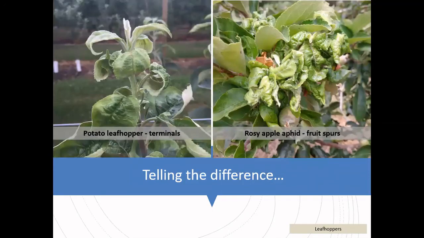This curling can look very similar to rosy apple aphid. However, with potato leafhopper, this is on the leaf terminals. The newest growth is where this impact usually happens, whereas rosy apple aphid tends to be confined to those fruit spurs. Also with rosy, if you check on the underside of those leaves, oftentimes you can see that rosy colony, or if it's an old colony, you can still see the casings of the previous rosy apple aphids.